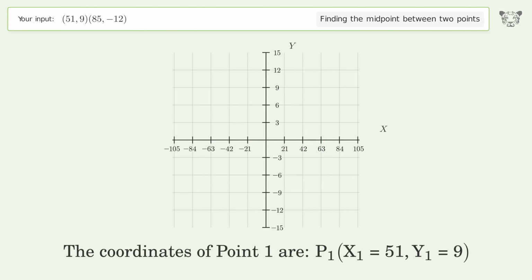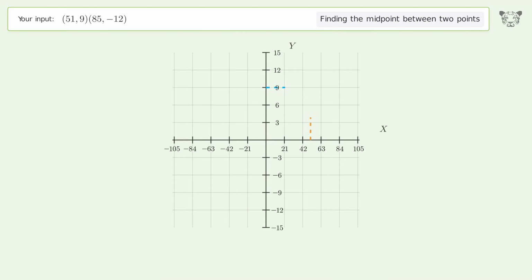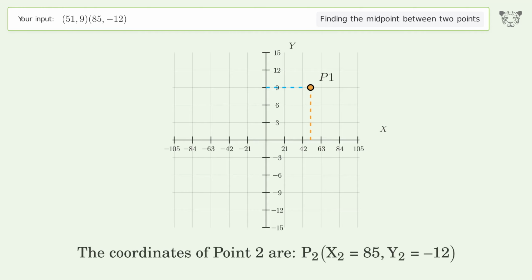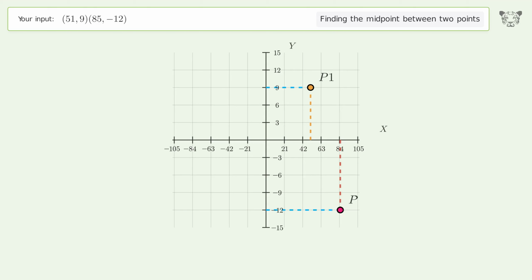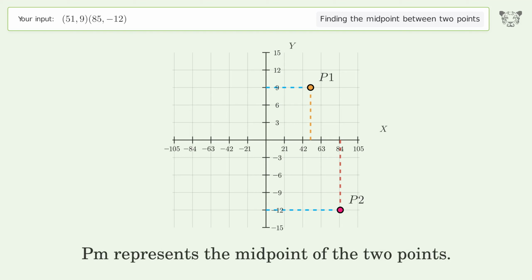The coordinates of point 1 are, x1 equals 51, y1 equals 9. The coordinates of point 2 are, x2 equals 85, y2 equals negative 12. PM represents the midpoint of the 2 points.